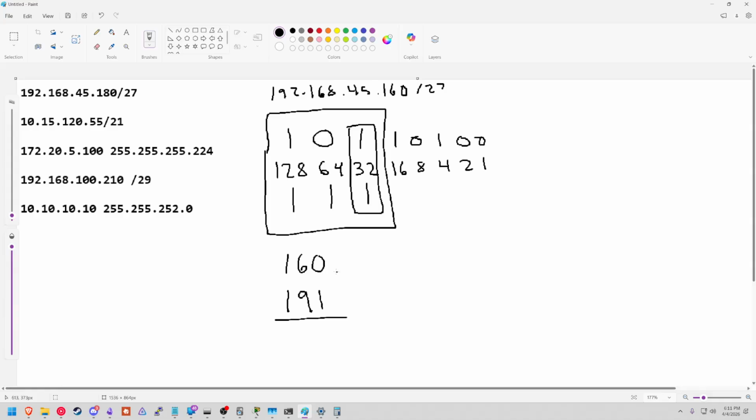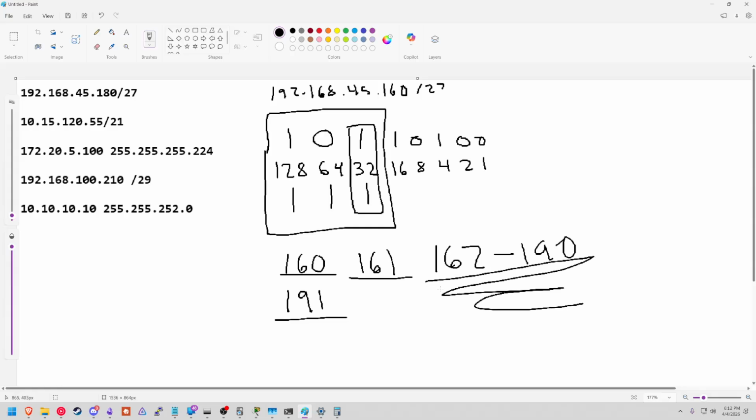Okay, so let's say that we use 161 for your gateway, right? So now we have 160 is the network, 161 is your gateway, and then 191 is your broadcast. So now we can use anything from 162 all the way to 190. We can assign to hosts. Okay, does that kind of make sense?